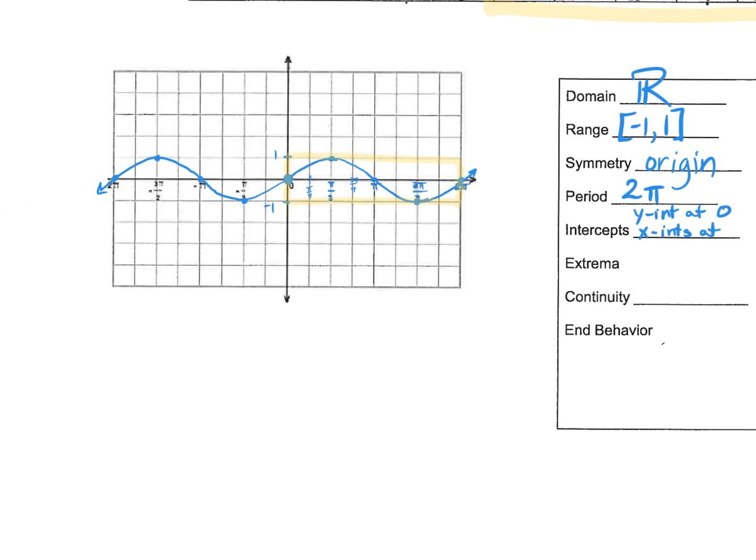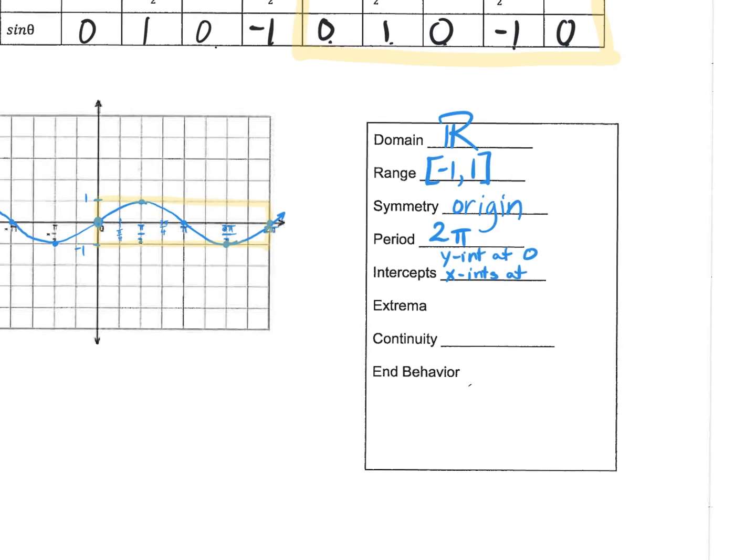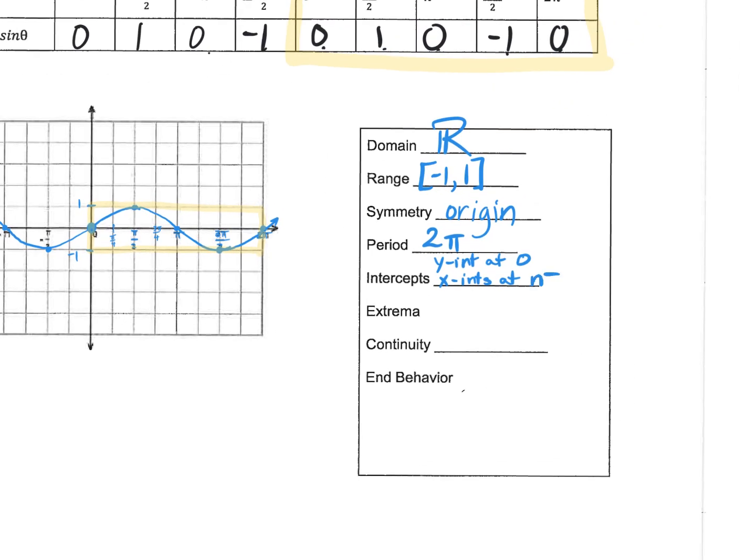As a matter of fact, x-intercept happens at negative 2 pi, negative pi, 0, pi, 2 pi, 3 pi, 4 pi, 5 pi, and so on. As a matter of fact, that's every multiple of pi. So we write that as this, n pi. Remember that? So the x-intercepts are at every pi.